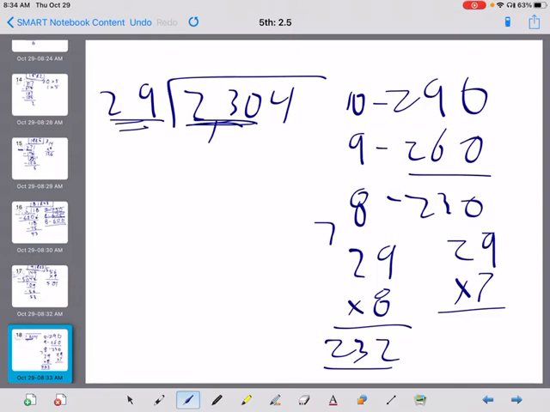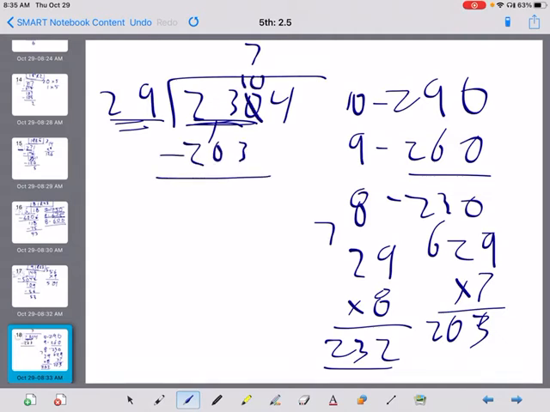7 times 9 is 63. So I have the 3 here, 6 goes up there. 7 times 2 is 14, plus 6 is 20. 7 times 29 we know is 203. Got to cancel that out, make it 10. Cancel this out, make it 2. 10 minus 3 is 7. 2 minus 0 is 2, not 0. Drop down the 4. 274.